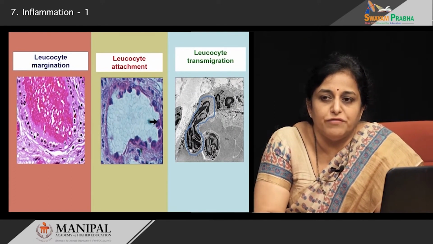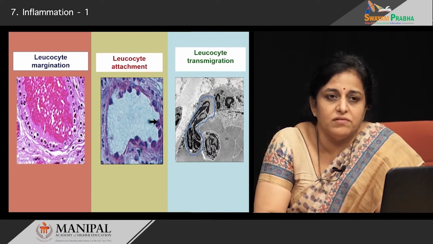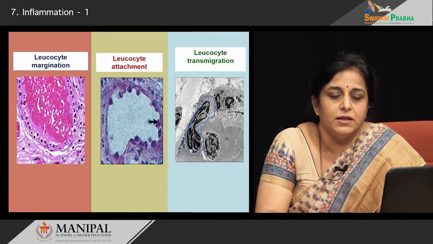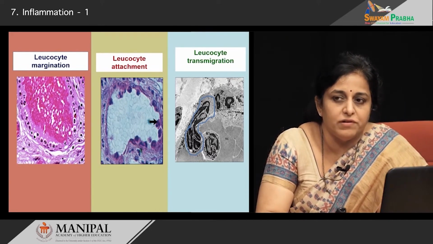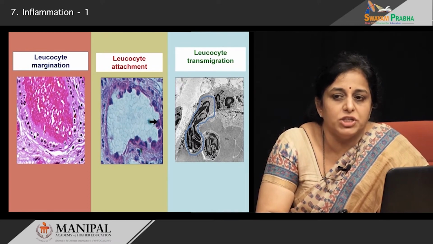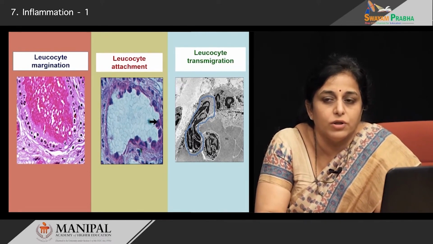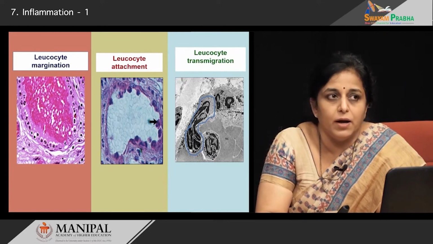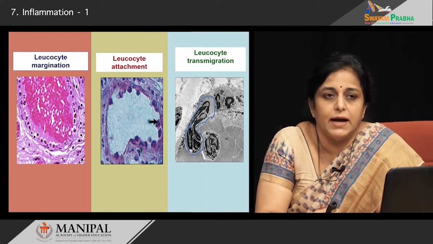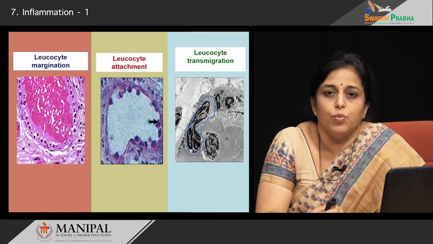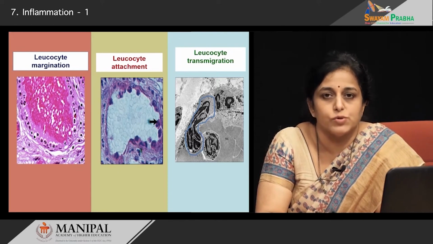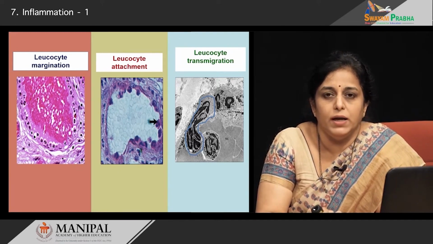So, this picture on the left side, you can see the blood vessels. The neutrophils are showing margination. They normally reside in the center of the vessels, but here there is margination. You can see them being aligned along the endothelial surface. Next, you can see there is an attachment where the leukocytes are firmly attached to the endothelial cells, which is called firm adhesion. The third picture is an electron microscopic picture, where you can see the leukocytes squeezing between the endothelial cells.